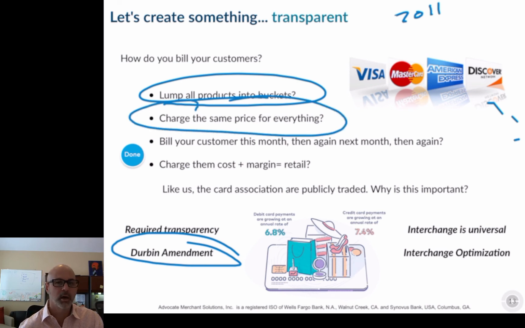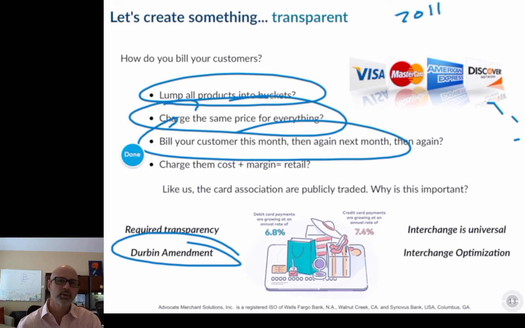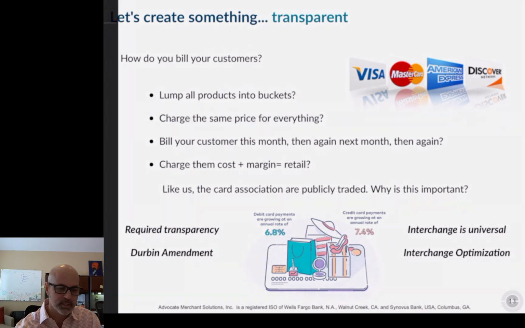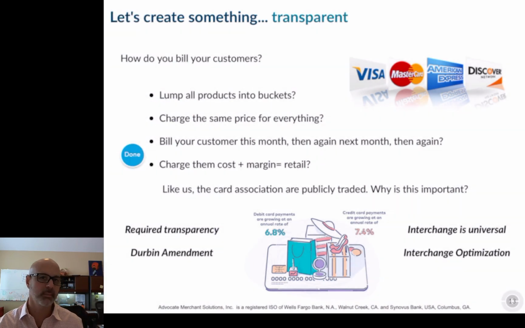If you're paying flat pricing, you're not paying cost. If you're paying ERR, you're not paying cost. This only applies to people that are on a true cost plus pricing structure. So in 2010, a lot of the lobby groups like the Petroleum Association, retailers, grocers, etc., got together and said, hey, credit card processing fees are ridiculously high. We need to do something about it.